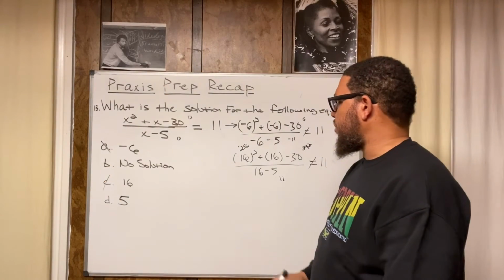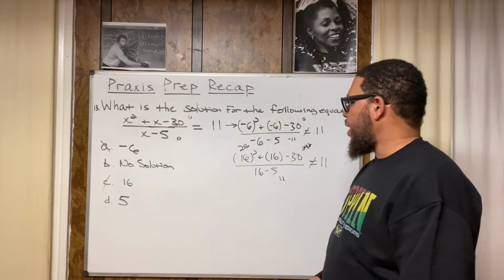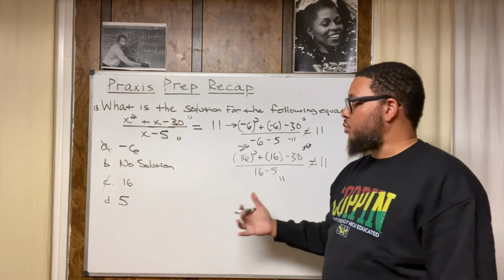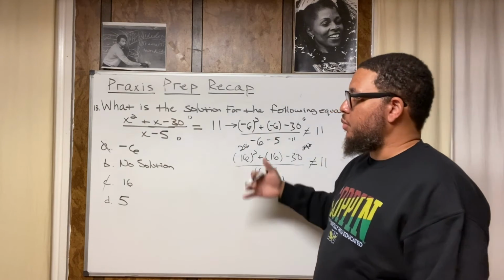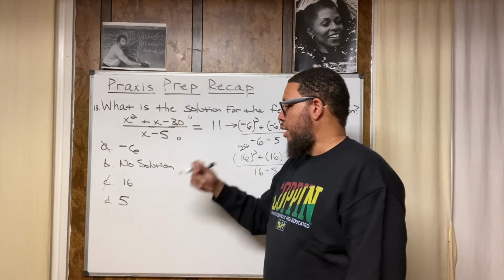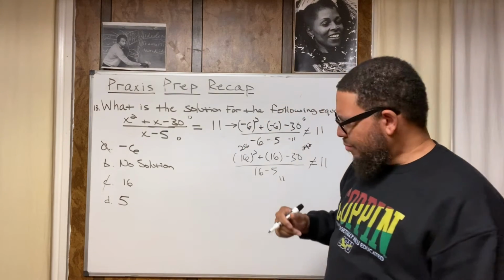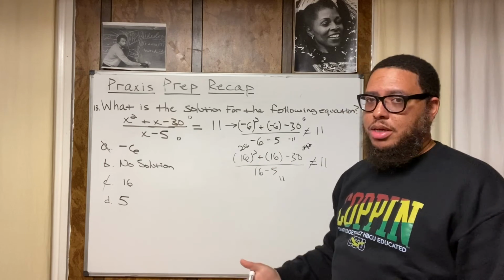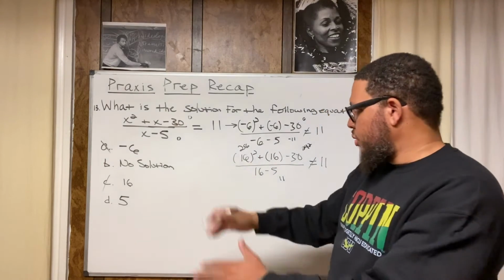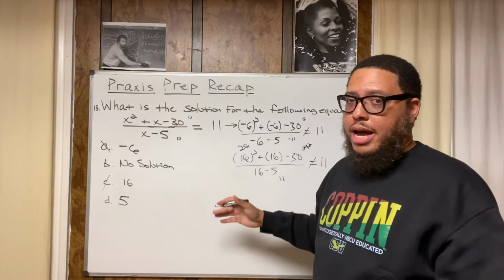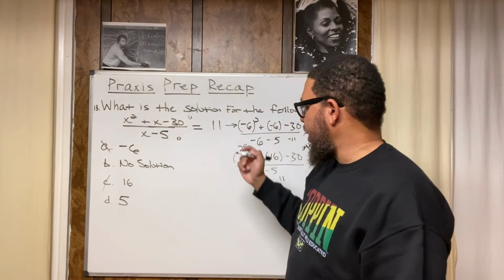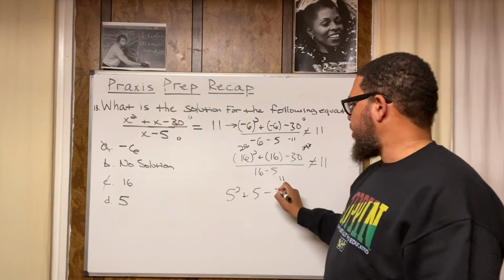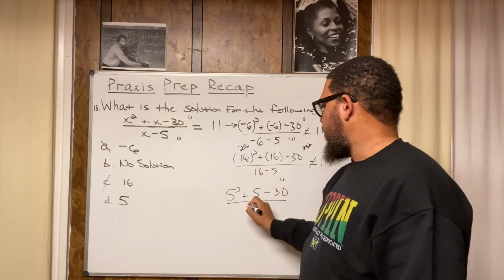Now, last but not least, I'm going to try 5, right? Now, I actually don't have to try 5 because we actually solved this algebraically and came up with x equals 5 as our solution. But then we tested it out and we saw that it did not solve, or it proved to be an extraneous solution. But I'm going to do it regardless because we're going to act like we didn't even use the algebraic method, right? So let's replace the x's with 5s. So we got 5 squared plus 5 minus 30 divided by 5 minus 5.